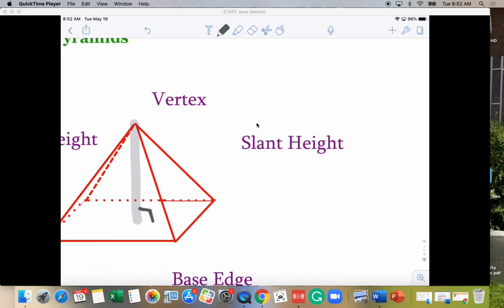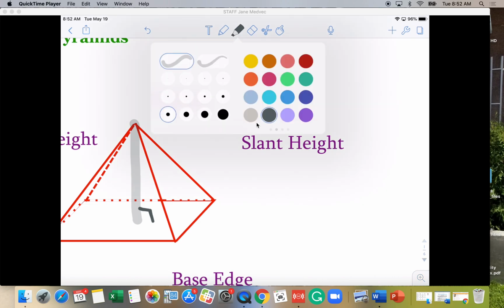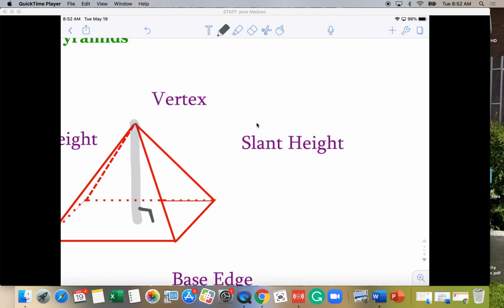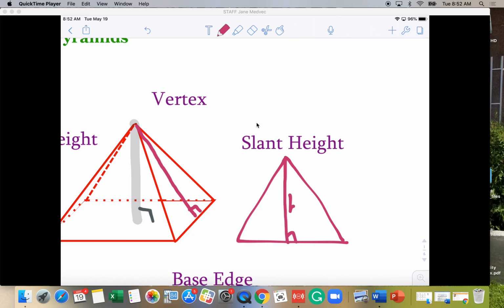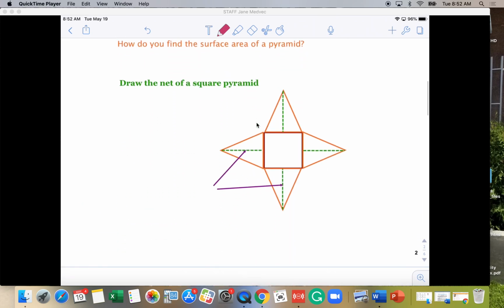When we talk about a slant height, I'm taking a look at the side of the shape, the triangles, and it is the height that comes down off of that triangle. So in other words, I take the lateral face, and the slant height is the height of that triangle. And you can see that the triangle's kind of slanted, so that makes sense that it would be called the slant height.